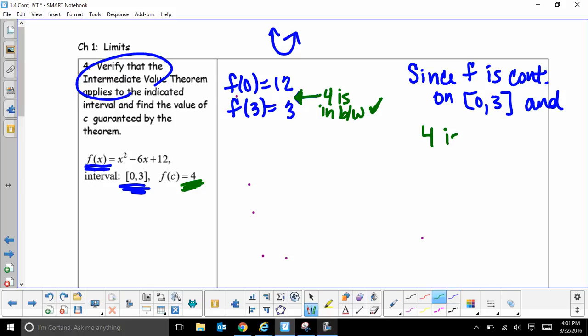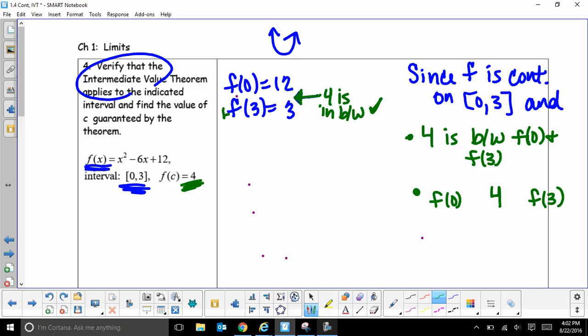You could say 4 is between, like literally in words, f of 0 is probably what most people would start with, f of 0 and f of 3. That's one way to say it. Another way is to say it with symbols, to literally put 4 in the middle. And then if you want to always do the smaller x first, f of 0 and then f of 3, then you have to decide what makes that true. f of 3 was the smaller one. So f of 3 is smaller than 4.